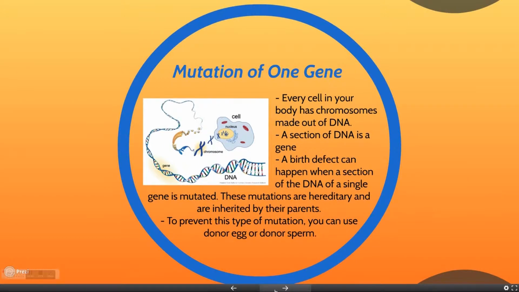You have cells in your body, and every cell in your body has chromosomes made up of DNA. A section of DNA is a gene that will tell you how you will look. A birth defect can happen when a section of the DNA of a single gene, in other words, a small piece of the gene, is mutated. These mutations are hereditary and are inherited from their parents. To prevent this type of mutation, you can use donor egg or donor sperm.